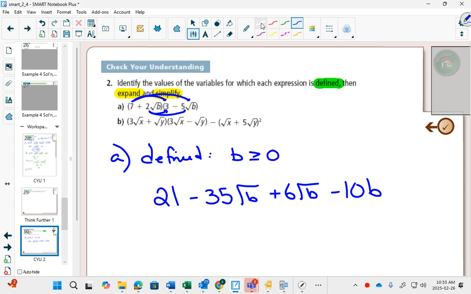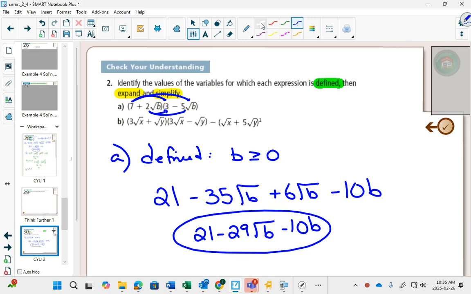So now do we have any like terms? Yes, we do. The negative 35 and the 6. We can combine those like terms and put everything together. Now nothing is alike. This would be our final answer. Expanded, no more brackets. Simplified, none of these are like terms, and none of my radicals can be reduced to the simplest form as a mixed radical.